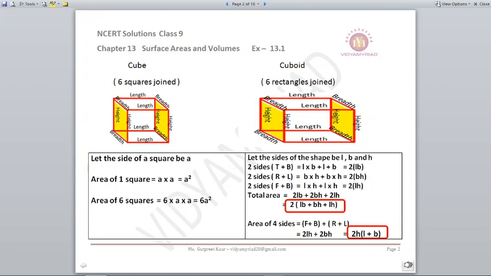Let's talk about the top and bottom first. Your top and bottom are made up of length and breadth. So we will write 2 into L into B, because the area of a rectangle is length into breadth. There is one top and one bottom, so it becomes 2 times.